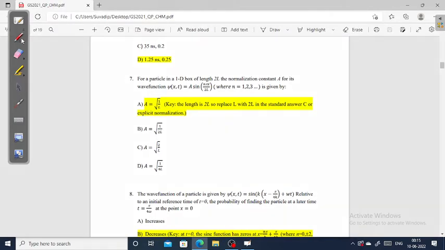So in this video we are going to solve question number 7 of TIFR 21. The question asks that for a particle in a 1D box of length 2L, the normalization constant A for its wave function psi(x,t) is A sine(n pi x by 2L), where n equals 1, 2, 3, etc. And that is given by which one? So we need to find out the normalization constant.